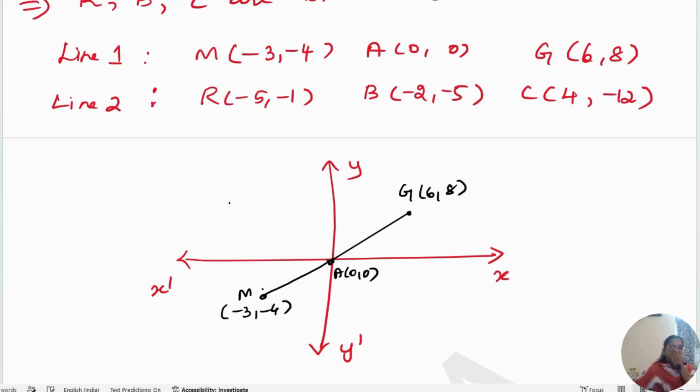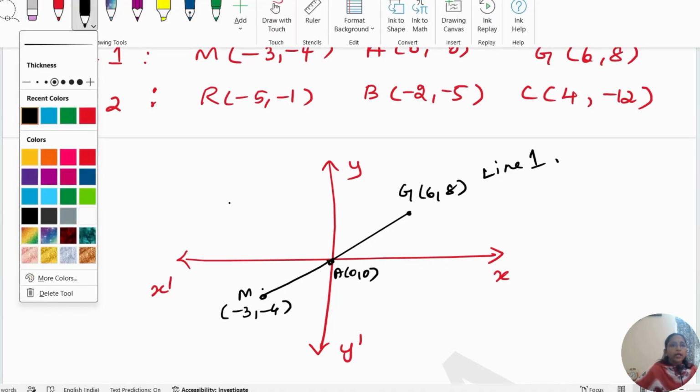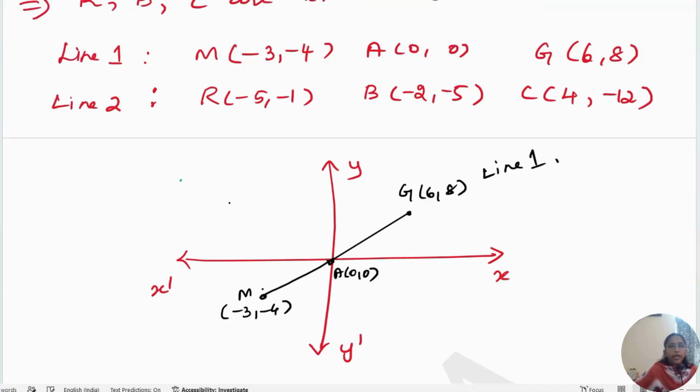Now if you check your data R, B and C, mark your points. They are not lying on the same line. So this is your line number 1. And coming to the second data, you can mark your points minus 5, minus 1. So roughly you mark minus 5, minus 1. So this can be our R value, minus 5, minus 1. And B is minus 2, minus 5. So minus 2, minus 5.